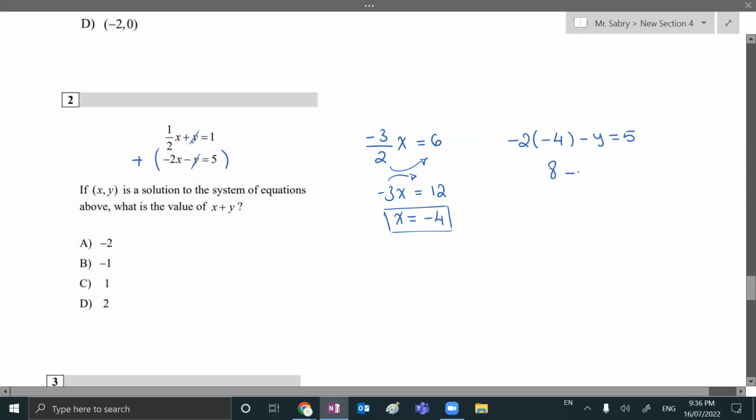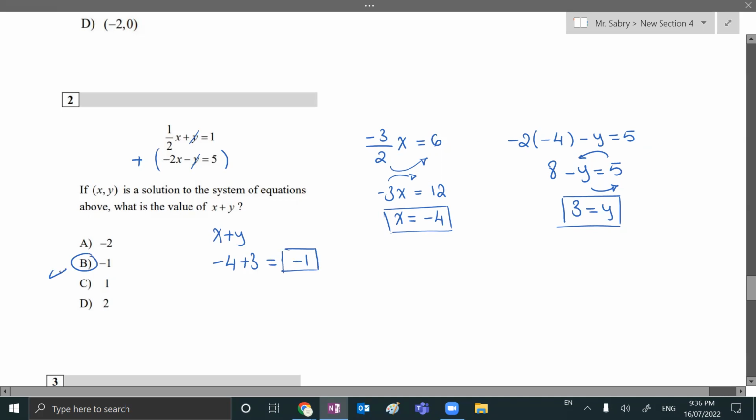Calculate this, it will become 8 minus y equals 5. Move this there and move this there. You'll have 8 minus 5, which is 3, equals y. Now we have x and y. Remember, they want you to add x plus y, which in this case is negative 4 plus 3. So the answer is just negative 1. B is the correct answer.